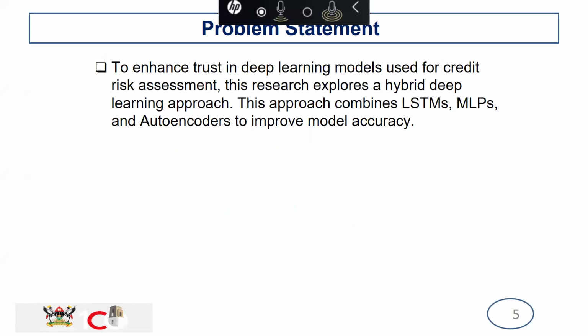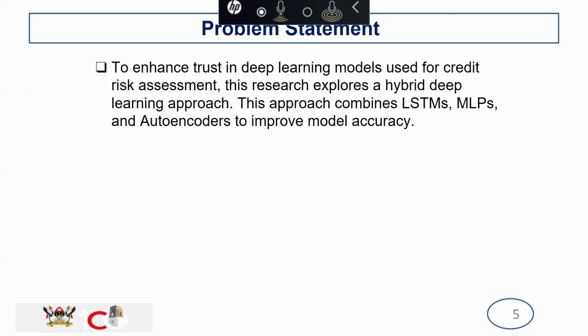So the problem is to enhance trust in deep learning models used for credit risk assessment. And this research explores the hybrid deep learning approach. The hybrid is going to be a combination of the LSTM, the MLP, and of course the autoencoders.